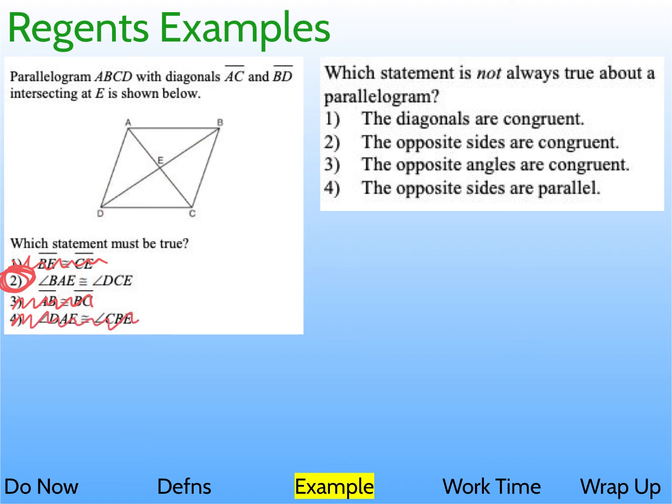Okay, so more about parallelograms. Look over here and which one is not always true. Diagonals are congruent. I'll tell you right now, that is not always true. The diagonals bisect each other, but they're not necessarily congruent. That would be an isosceles trapezoid, a rectangle, or a square. The opposite sides are congruent. Yes, that's always true. The opposite angles are always congruent, and the opposite sides are parallel. That's literally the definition. So there you have it.